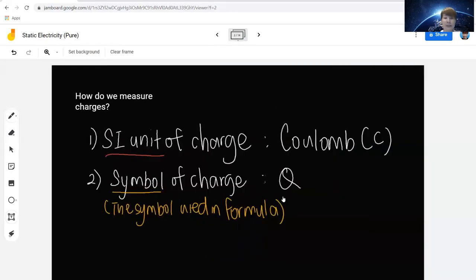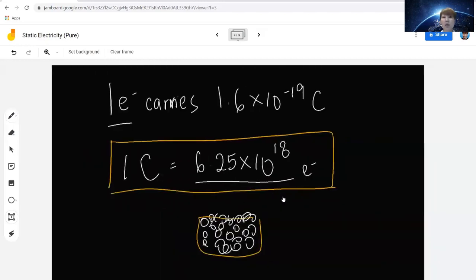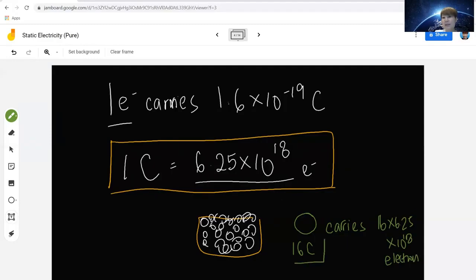So let's summarize the second part. First and foremost, how do we measure charges? The SI unit is coulomb. The symbol is Q, which we use in formulas. How do we understand what 1 coulomb represents? 1 coulomb represents a basket of electrons, the exact amount being 6.25 times 10 to the power of 18 electrons. If this particular atom has 16 coulomb of charge, it tells me that this atom carries 16 times 6.25 times 10 to the power of 18 electrons. That's what 16 coulomb means.